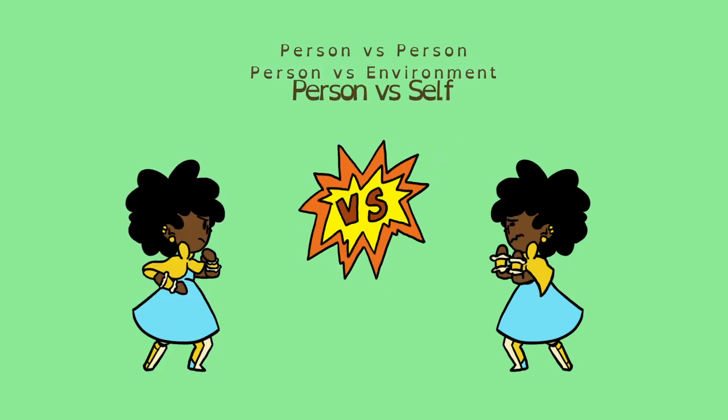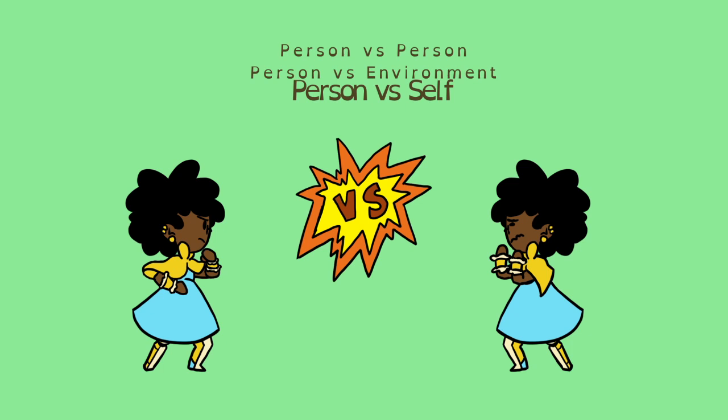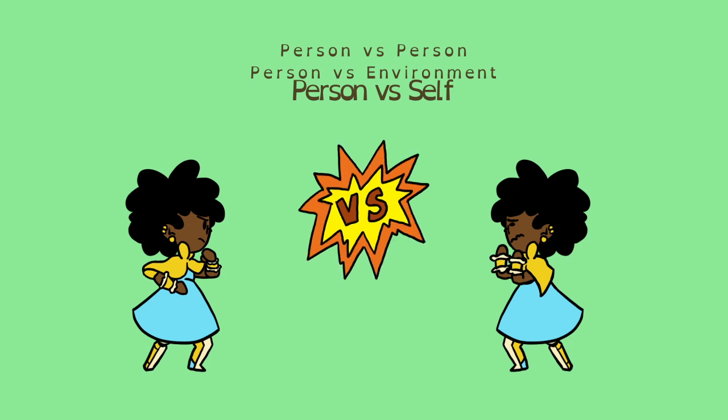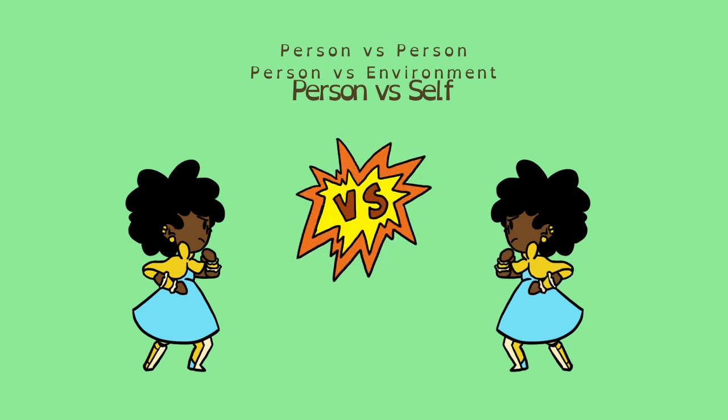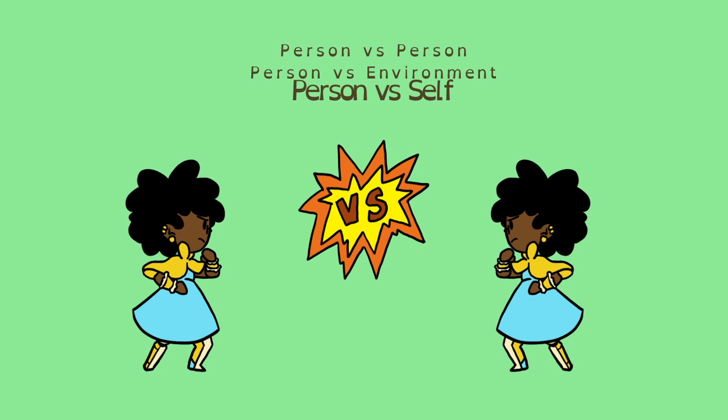Person versus self, a story in which the protagonist must confront themselves about a decision or action. In the context of solarpunk, examples of this could be uncertainty of where a person fits in with a society or battling against personal demons.